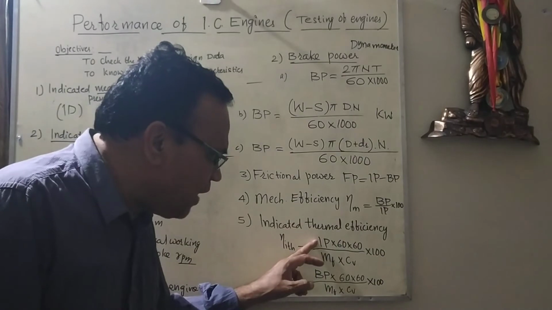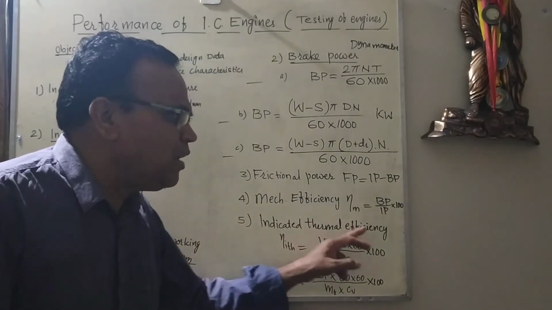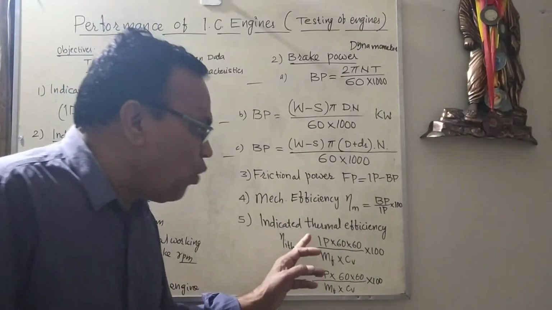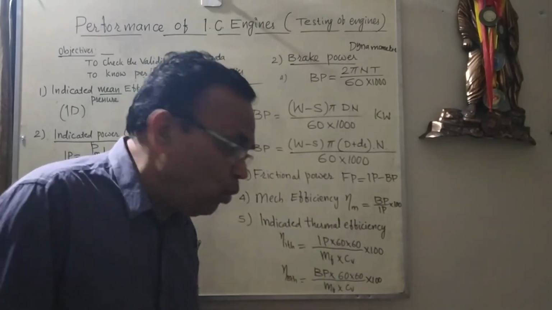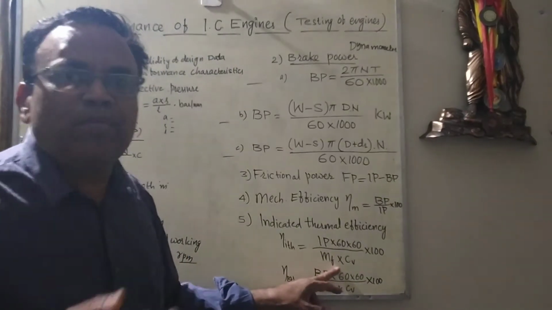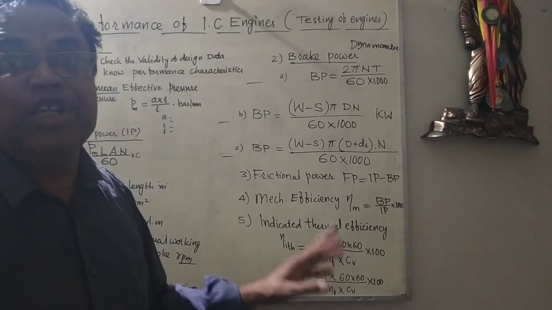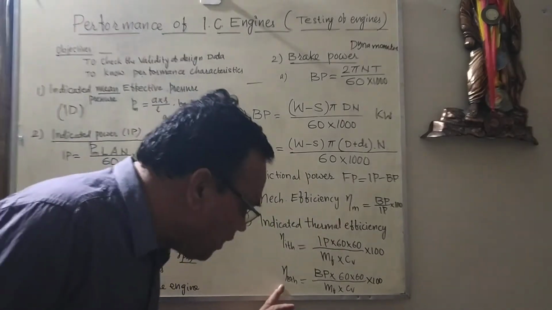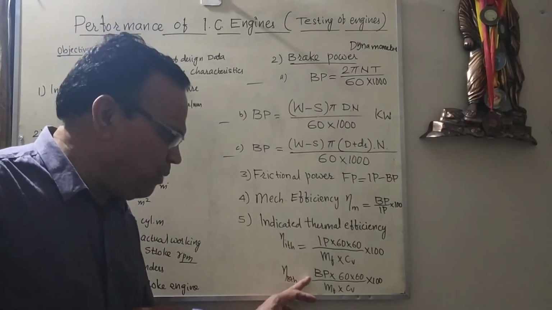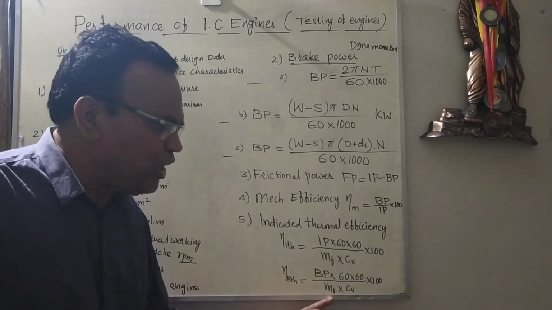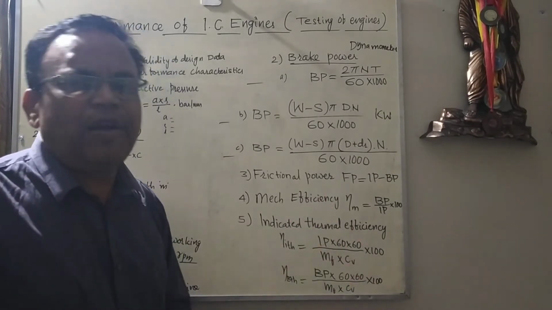If you are taking IP as the consideration, that becomes indicated thermal efficiency. It means the ratio of the IP produced to how much heat is supplied by the fuel. And for brake thermal efficiency, just replace IP with BP. BP into 60 into 60 divided by MF into CV, multiplied by 100.